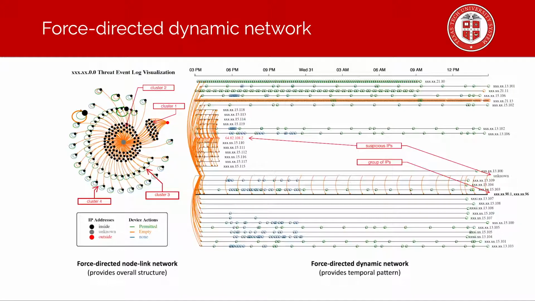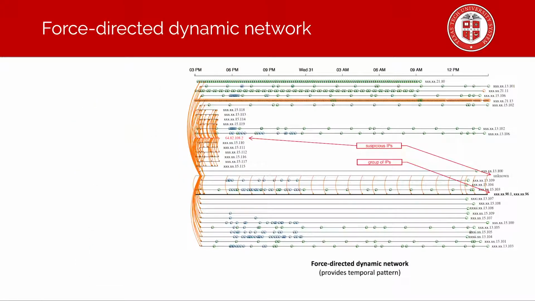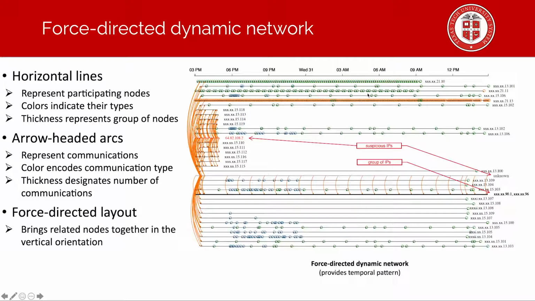The second part of DualNetView is the force-directed dynamic network. It helps to provide temporal patterns of the network over time. The horizontal lines represent participating nodes. Colors indicate their types, just like previously described. Thickness represents a group of nodes. Let's say it contains a group of nodes with similar communication patterns. The arrow-headed X marks represent communications among nodes. Color encodes communication types, as described previously as well. Thickness designates the number of communications at a time.